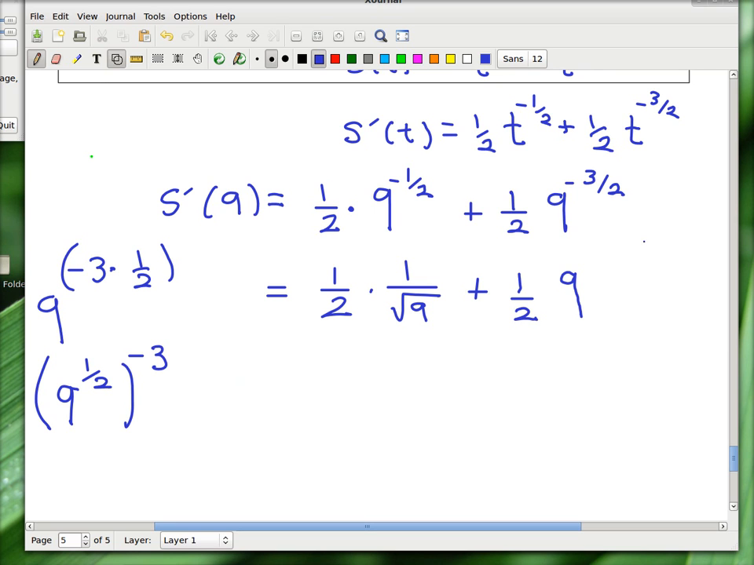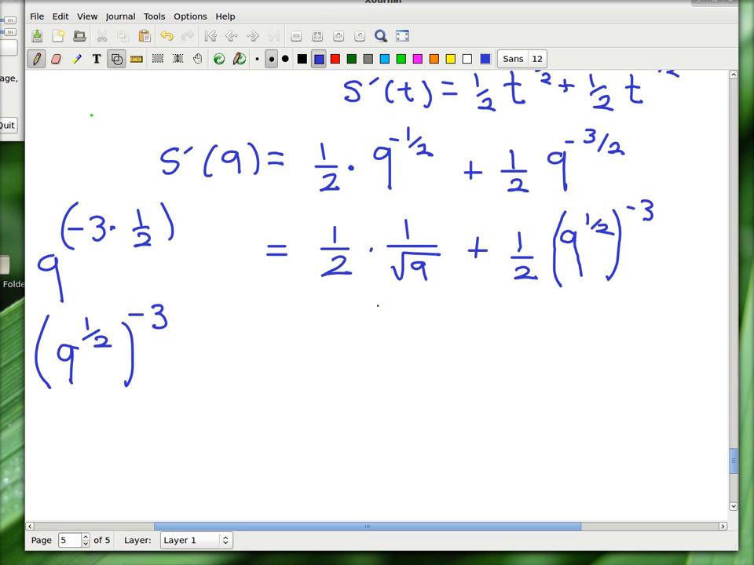And if you want to talk about why that's true, I could probably come up with an explanation if you don't ask me too early in the morning. And negative 3 up here. Okay, and the reason that's good is because 1/2 means square root, and 9 has a nice square root. So now I've got 1/2 times, the square root of 9 is 3, so times 1/3, plus 1/2 times the square root of 9 is 3. So we've got 3 cubed here.